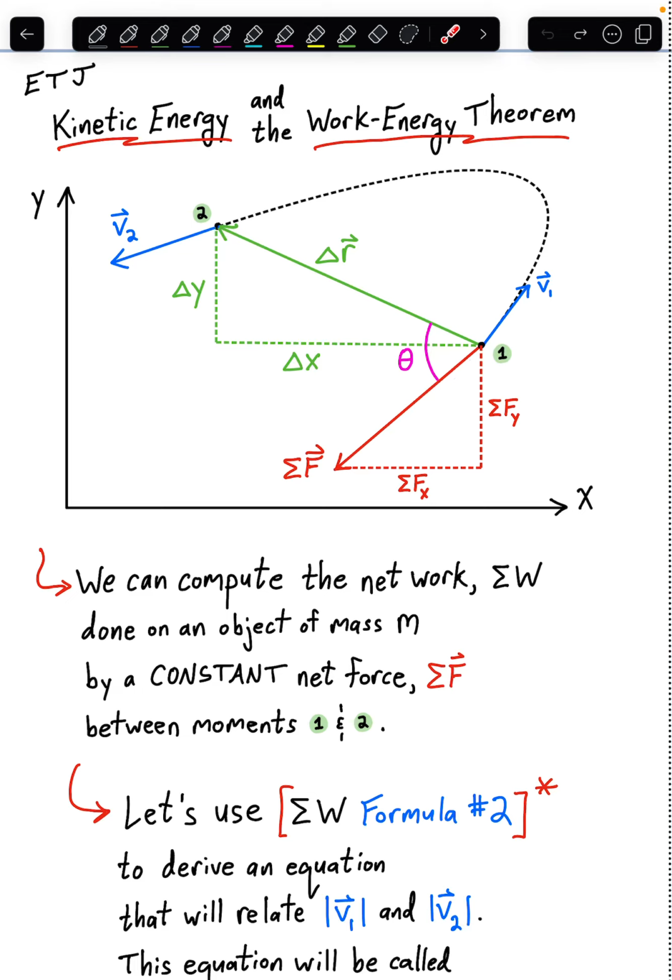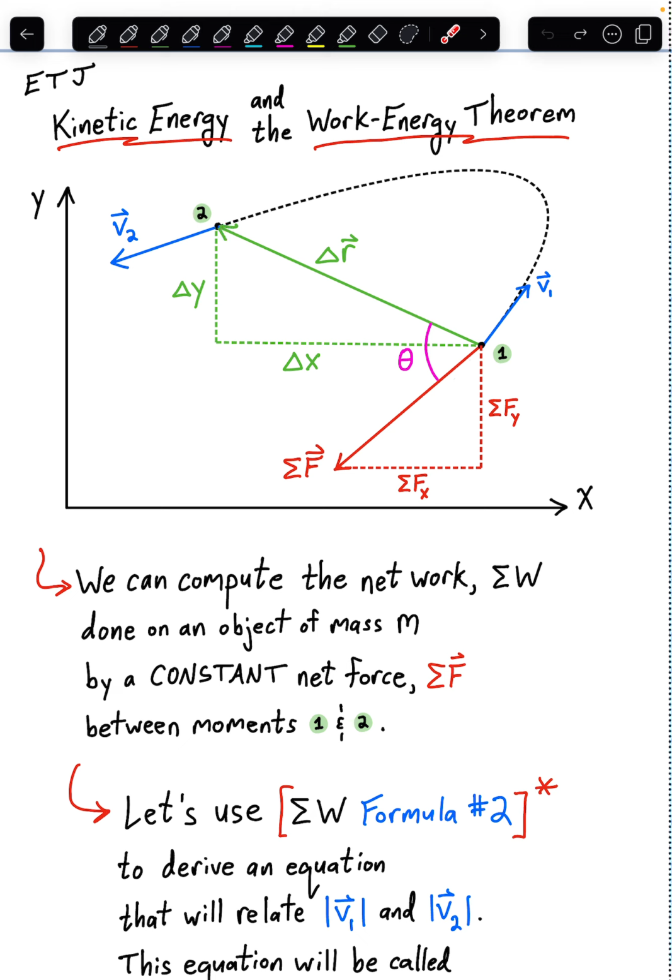Kinetic energy and the work-energy theorem. Here we have a scenario where an object moves along this path from moment 1 to moment 2. We see the velocity of the object indicated at moment 1 and at moment 2. We see the displacement vector, delta r, pointing from the object's location at moment 1 to its location at moment 2.